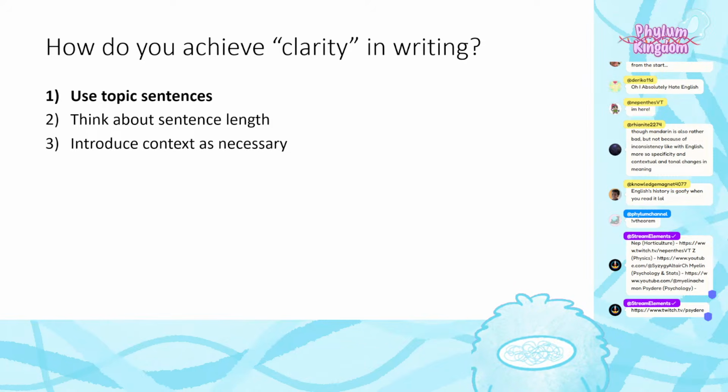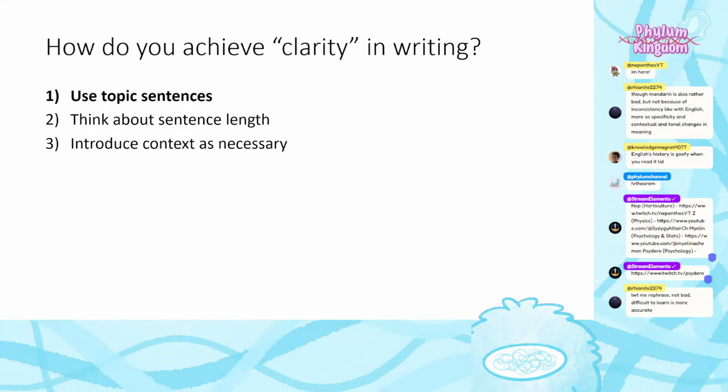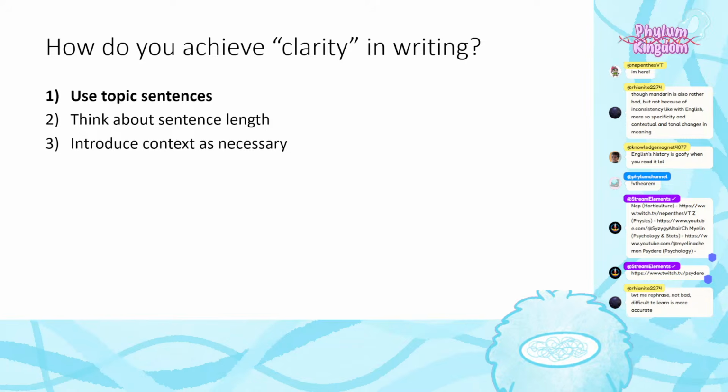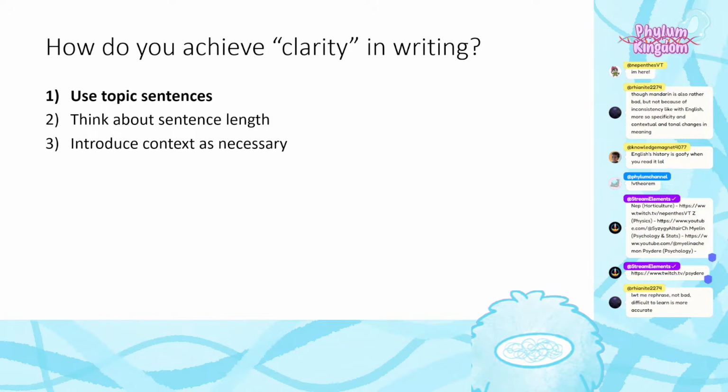Yep, there we go. Though Mandarin is also rather bad, not because of inconsistency like with English, more so specificity and contextual and tonal changes in meaning. Mandarin, there's a lot to like in Mandarin, I think. Except for writing. Writing Mandarin is a little tough.